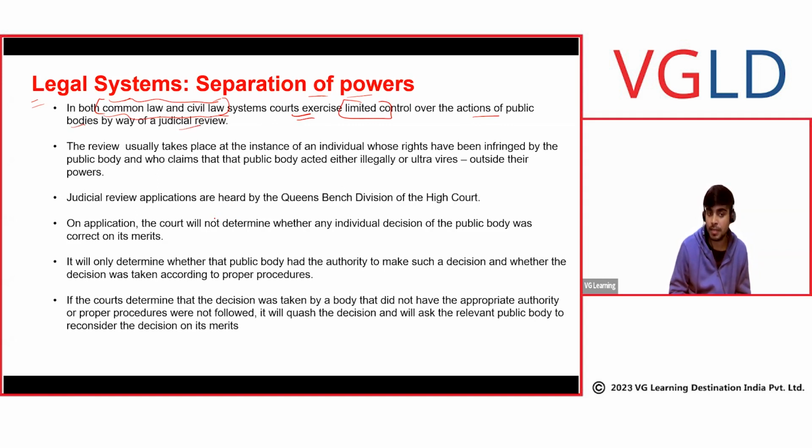What does it mean? Basically, the review usually takes place at the instance of an individual whose rights have been infringed by the public body, and who claims that the public body acted ultra vires. Why is this slide here? Judicial review application, Queen's Bench revision.